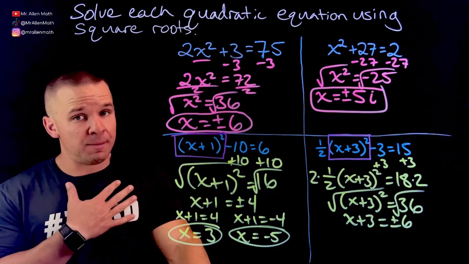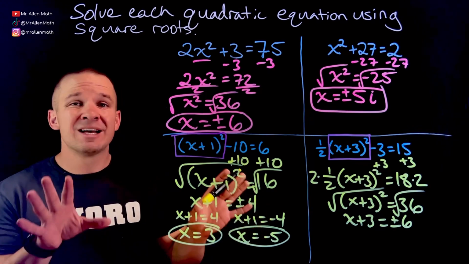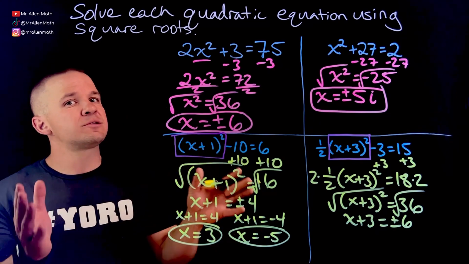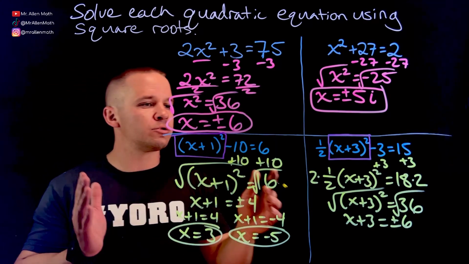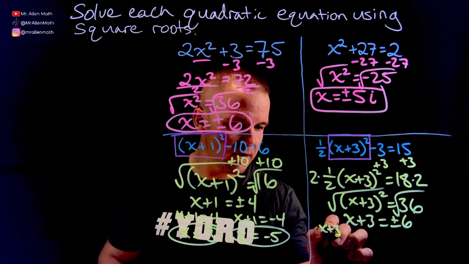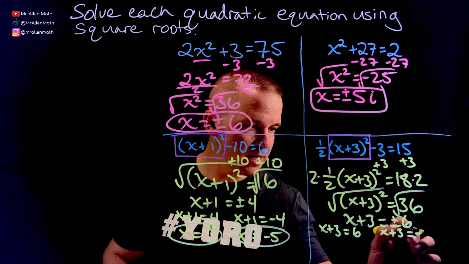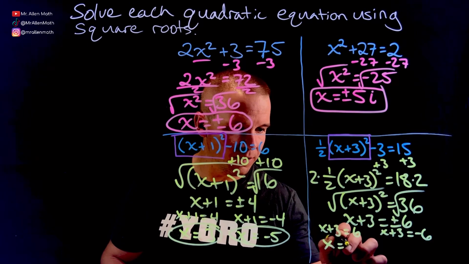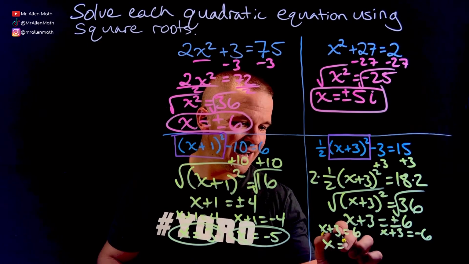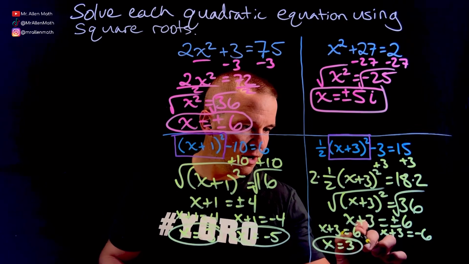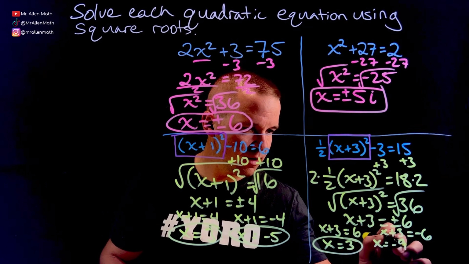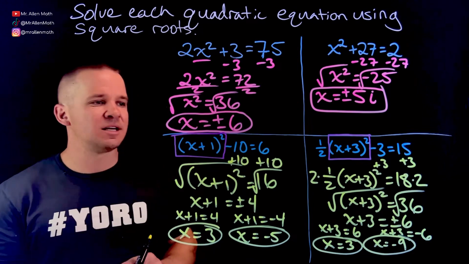Once again, I'm going to suggest that we break this into two simple equations that you can then solve, so you don't screw anything up, right? Don't screw it up at this point. So we get x plus 3 equals positive 6, and x plus 3 equals negative 6. So I'm going to get x equals, if I subtract 3 on both sides, I get 3. And over here I get x equals negative 9. Excellent.